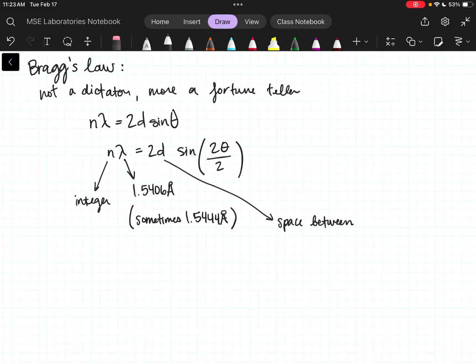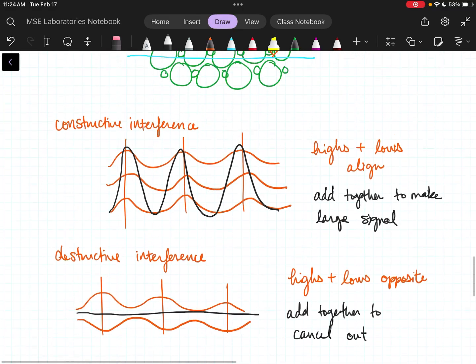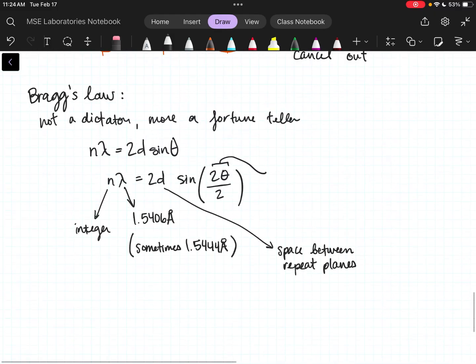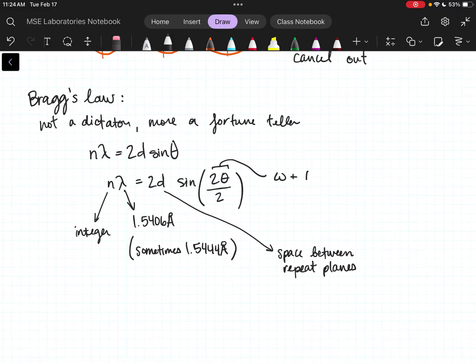D is the spacing between the repeat planes. And then, didn't we have D1, D2? Yes, right now I am looking at one specific D. I chose this blue one here. We'll talk about that in just a second, the different D spacings. And then 2 theta is omega plus theta, or the source incoming angle plus the detector's position, or the outgoing angle of that X-ray.